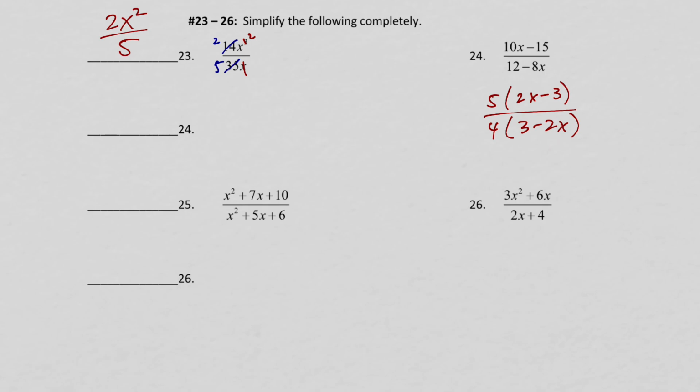These are opposites, backward around a negative sign. And opposites can be canceled as long as you pop on a negative. So this answer is negative 5 over 4.